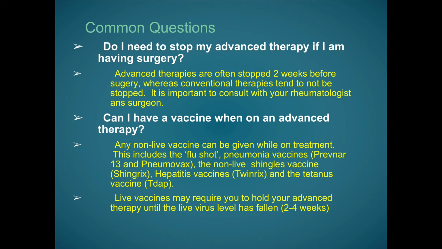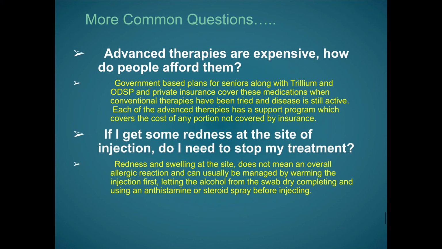However, there are some live vaccines, and in the case where this may be required, one of those would include MMR, measles, mumps, and rubella protection. We do suggest that if we can, to give these before we even start an advanced therapy, at least 2 to 4 weeks ahead of time. But if you're already on a treatment and require a live vaccine, you may need to hold your biologic or advanced therapy for a short period of time, and this is something you would need to discuss with your rheumatologist.